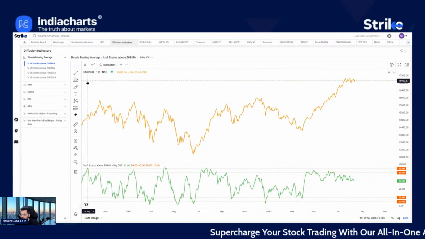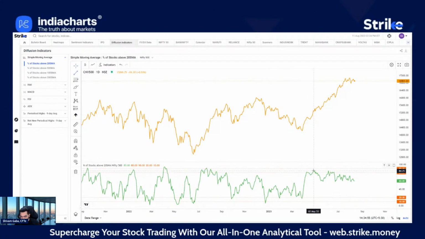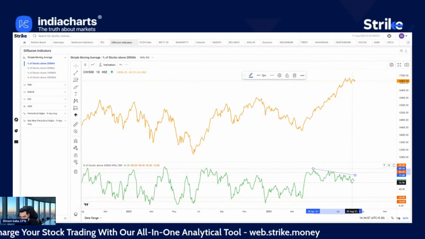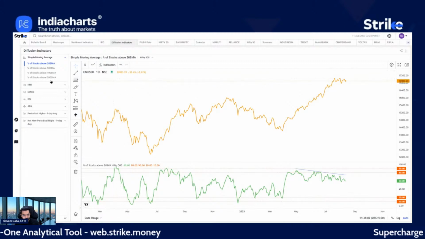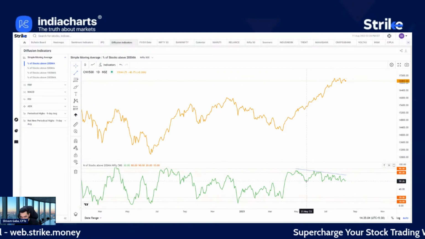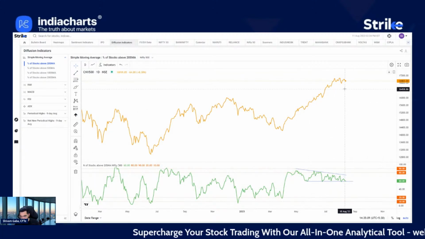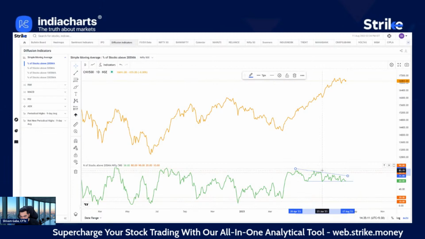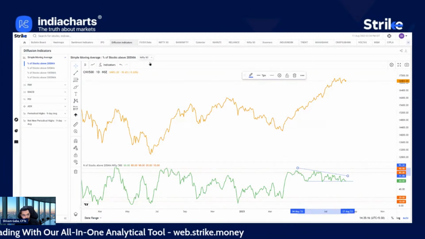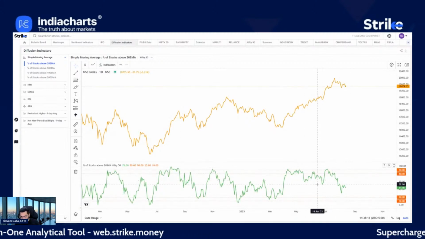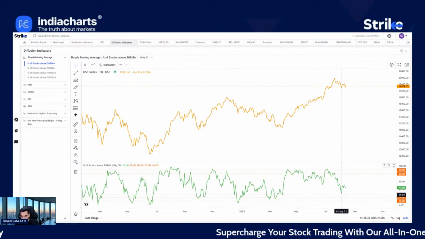So if we look at what's happening right now, you can see we are developing a negative divergence with the stocks above 20-day average on the Nifty 500, but it is in this particular range. If it breaks down from this range, it can be a risk, so one should be aware of that. But if we look at the same on Nifty 50, then it has already broken down and came down to about 30, and from there started to recover as well.